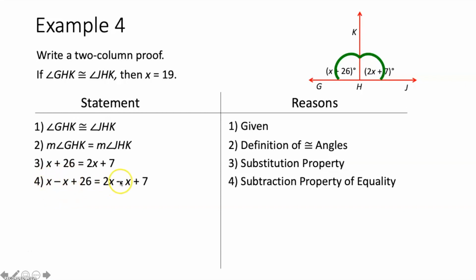Over here, 2x minus 1x is going to be 1x, right? If you have 2x's, subtract 1x, you're left with 1x. So what did I do? I just simplified. So you write simplify.